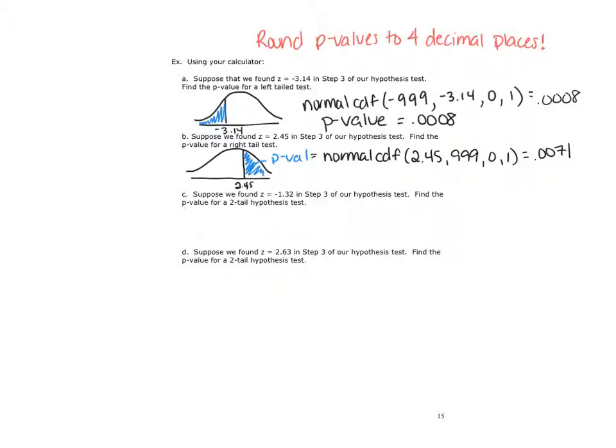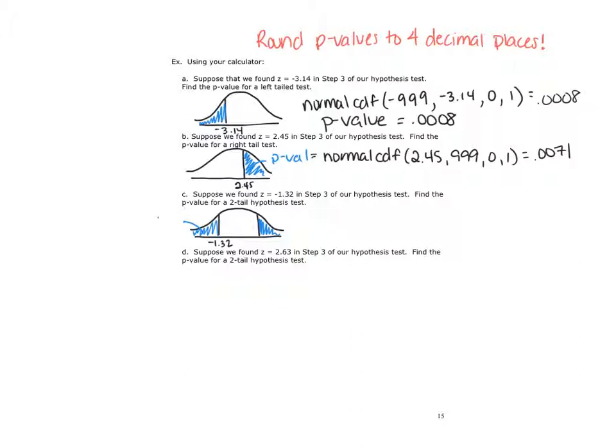Suppose that our test statistic was negative 1.32. Find the p-value if it's a two-tailed test. So now we've got two tails, to the left of negative 1.32 and to the right of positive 1.32. So I'm going to find the area to the left of negative 1.32. Using normal CDF, my lower bound is negative 999. My upper bound is negative 1.32.